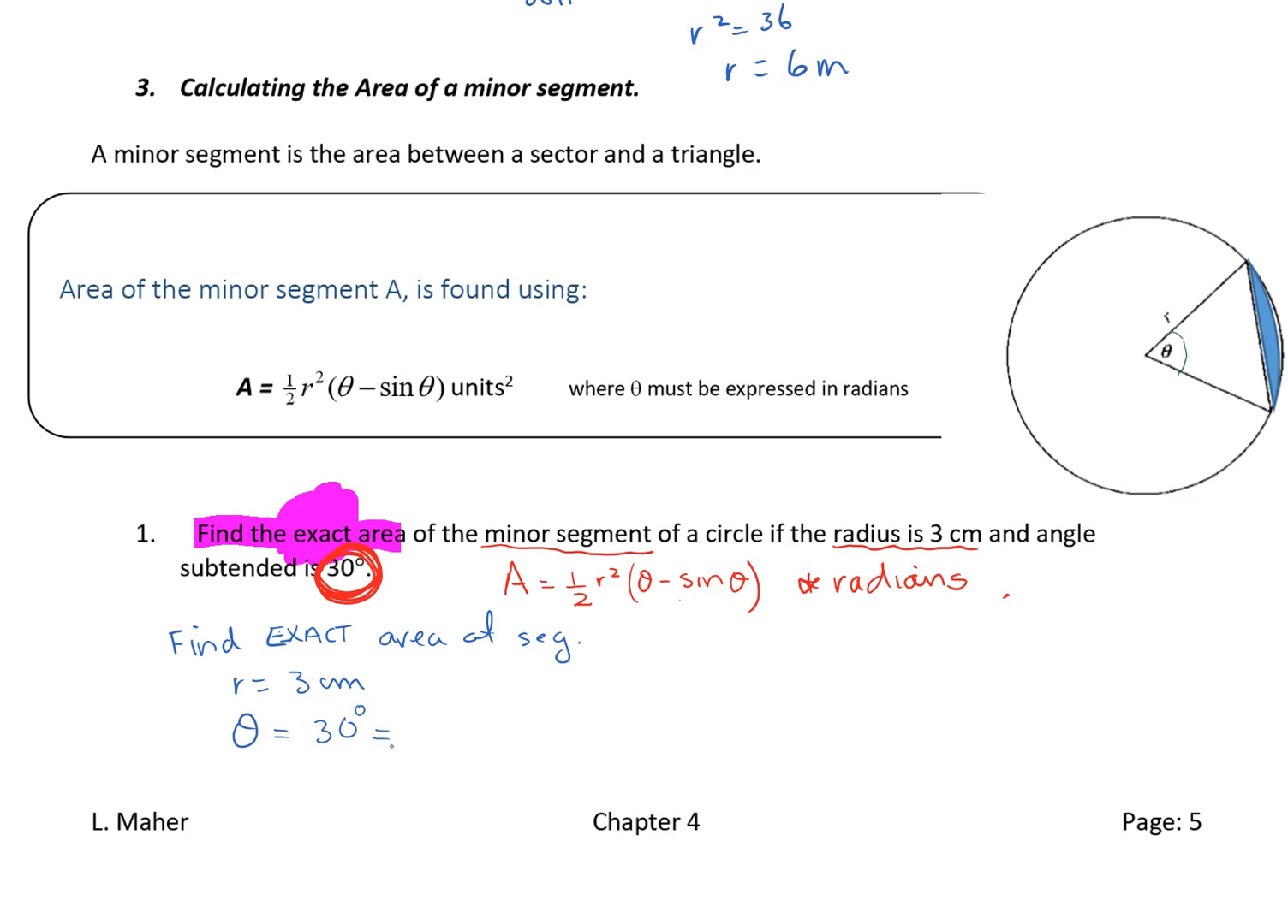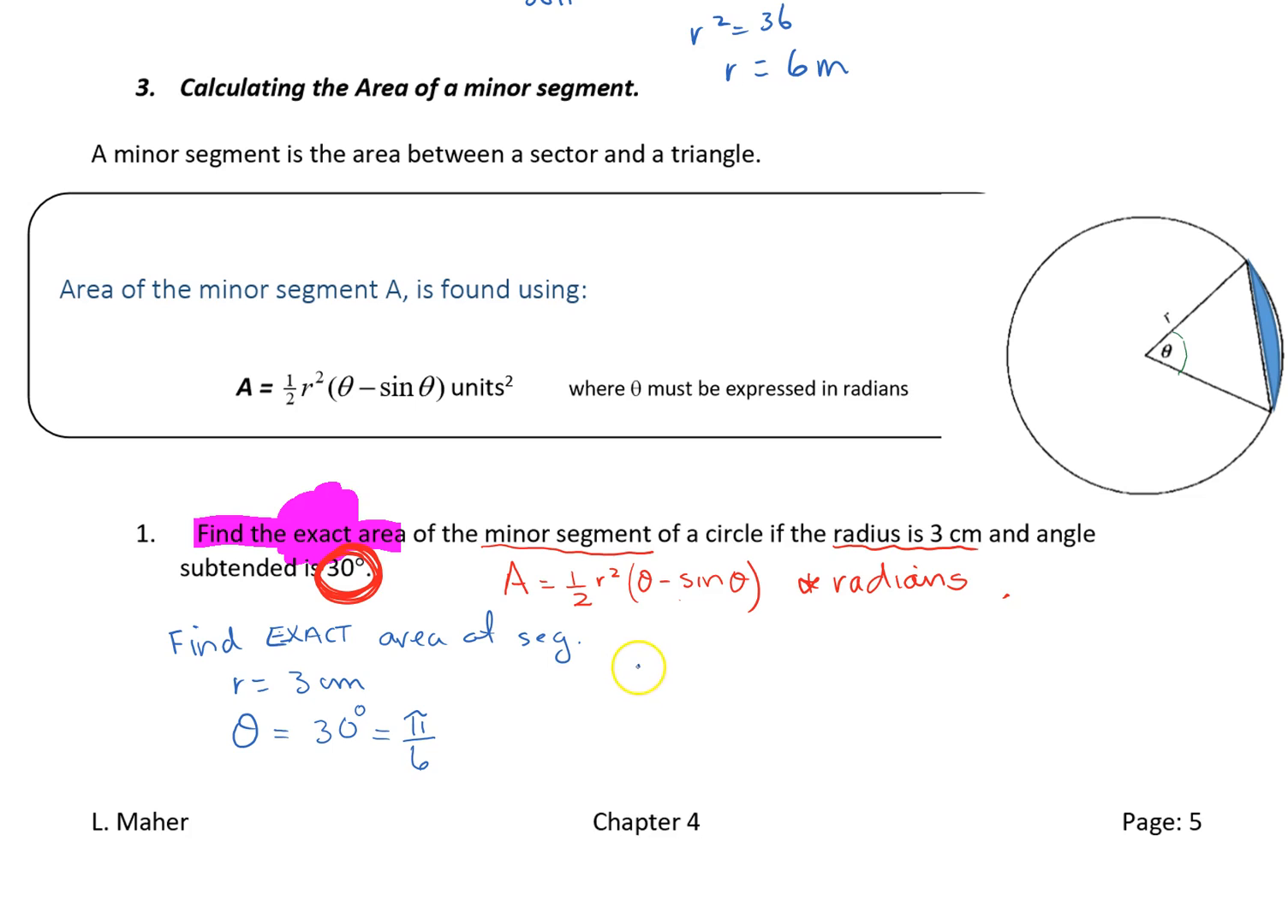Now, we know that for us to use this formula, theta has to be in radians. If you have learnt the conversion for the common angles, 30 degrees being pi on 6, then you will know that theta is equal to pi on 6. Otherwise, you need to multiply by pi on 180, and it's now in radians.